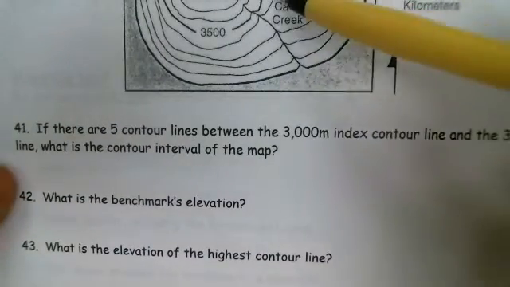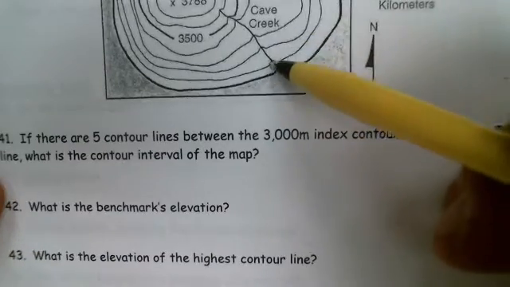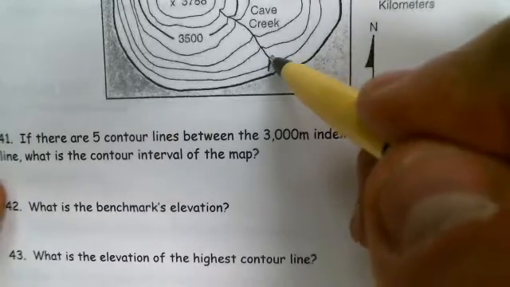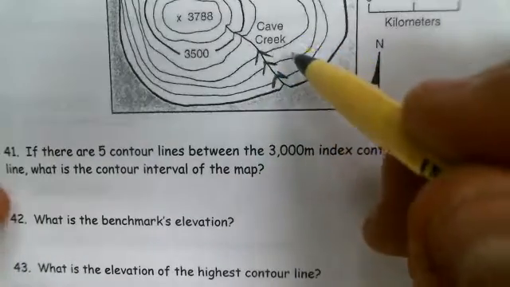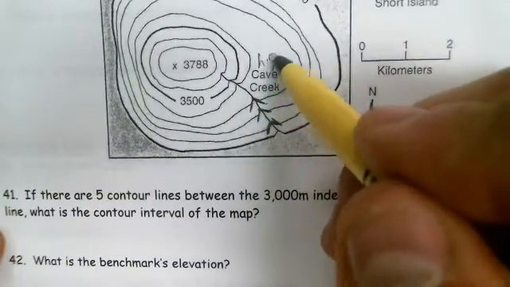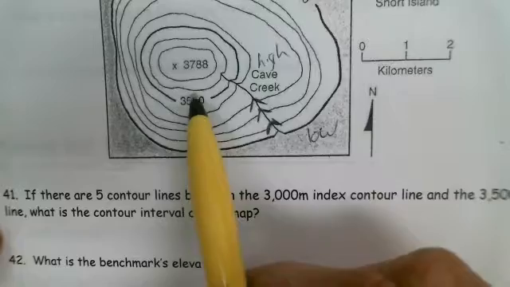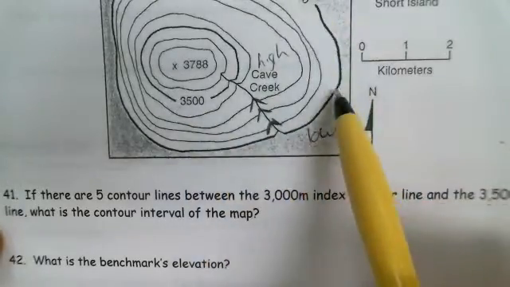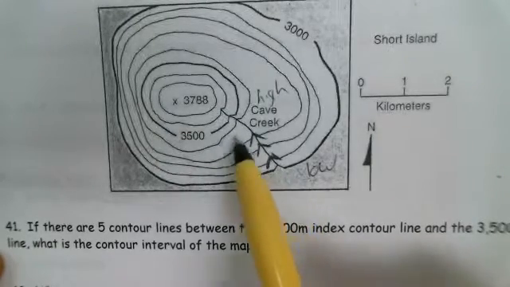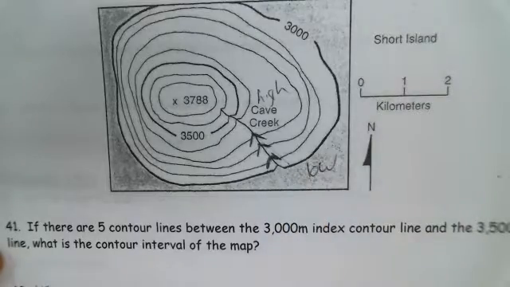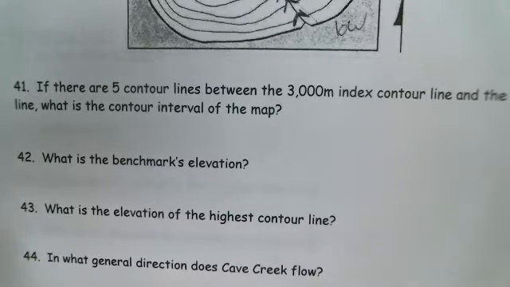Number 44, general direction of the flow. We go from high areas to low areas. And we can also see that the contour lines here are making little V's in this direction. Those are pointing uphill. So this is high and this is low. We can also tell by the numbers. 3,500 is higher up than the 3,000, which is the lowest. So we're going from high here down to low. So it's going to flow in this direction, which is to the southeast.